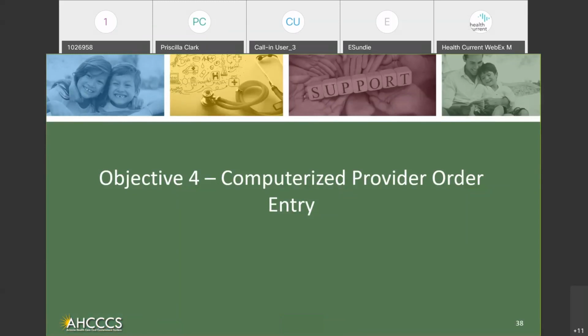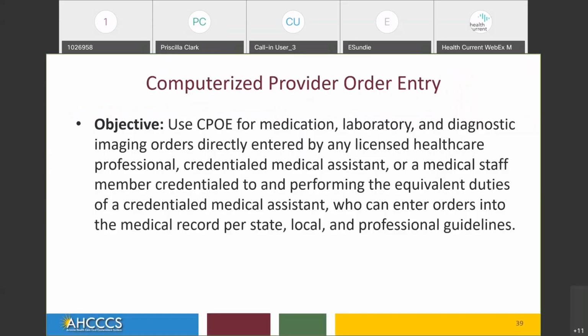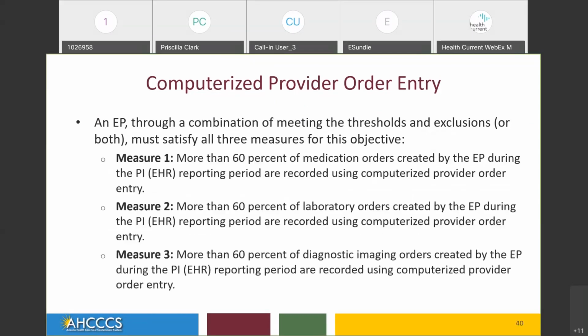Moving on to Objective 4, Computerized Provider Order Entry. The objective is to use CPOE for medication, laboratory, and diagnostic imaging orders directly entered by any licensed healthcare professional, credentialed medical assistant, or a medical staff member credentialed to and performing the equivalent duties of a credentialed medical assistant. You can enter orders into the medical record per state, local, and professional guidelines.